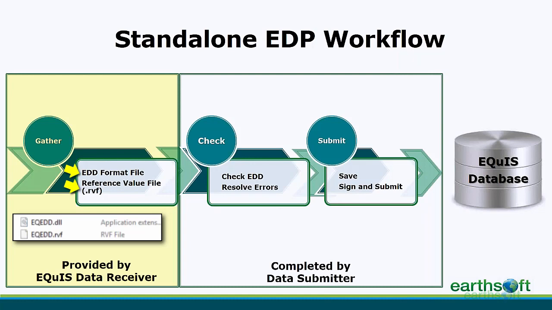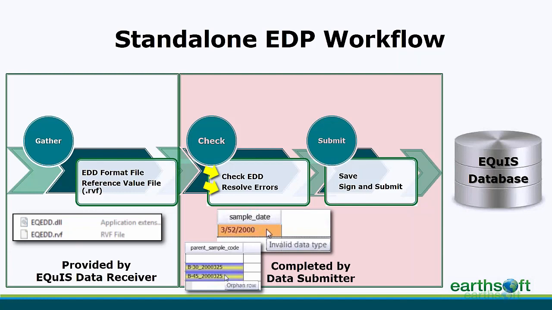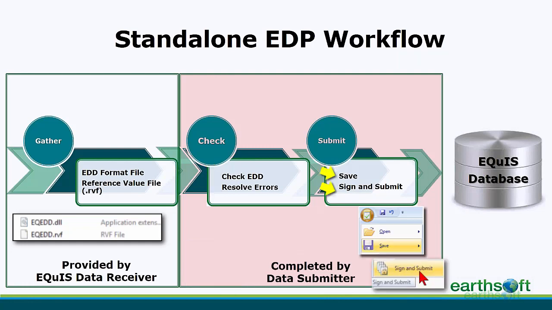If there are any errors, standalone EDP is great insofar as it offers you tools and an interface to fix the errors in place before you deliver the data back to your client. So if you have an invalid reference value or an orphan record, standalone EDP will give you the tools to fix those data in place, create a compliant EDD, and then submit it back to your client. So the last step, once all of your errors are resolved in your EDD, is to save it and then sign and submit it back to your client. And this can be done in any number of ways.